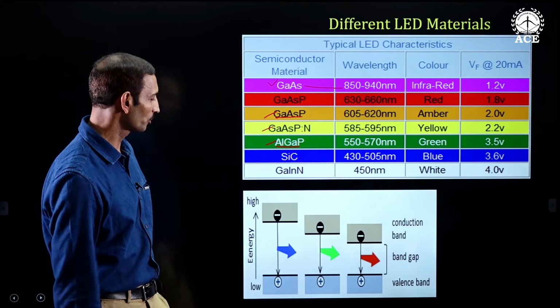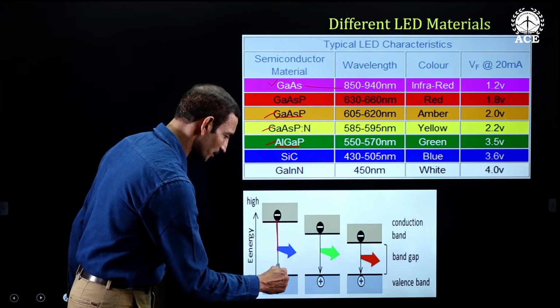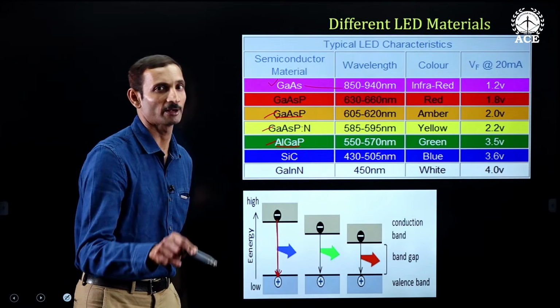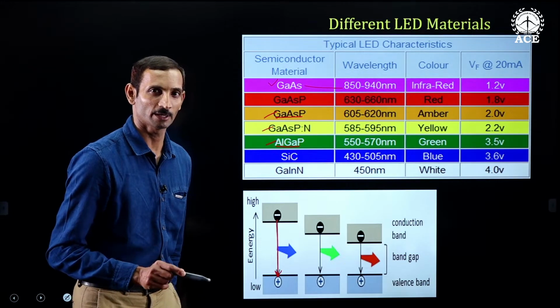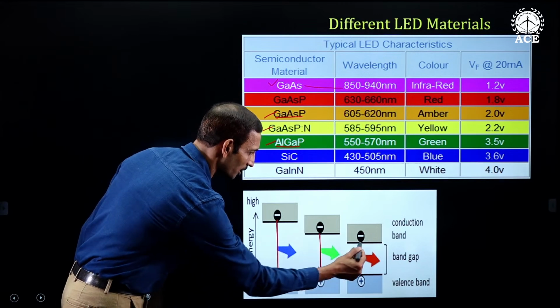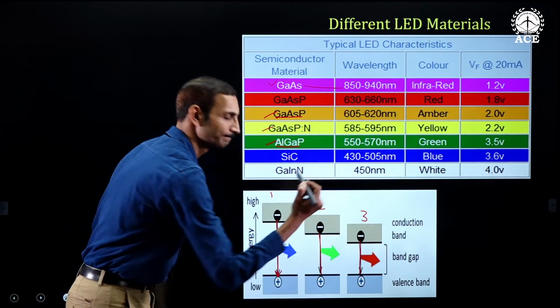Now I need to tell you one more point here. As I already discussed about the transition, the higher the energy of the transition, the lower the wavelength. Higher the energy of the transition, lower the wavelength, which is evident from these two. As you can see, the lines are getting shorter as you move from 1 to 2 to 3.